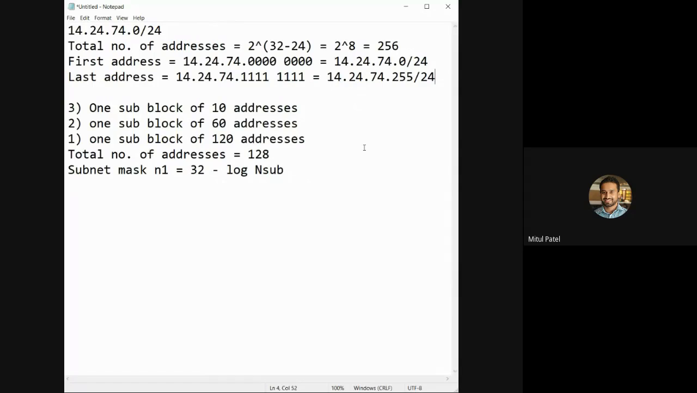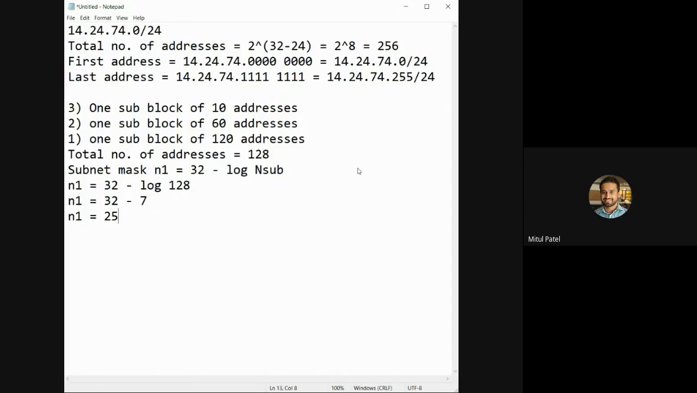Now we need to consider the subnet mask of this particular subblock, that is of 128 addresses. So the subnet mask n1 is equal to 32 minus log 128. So n1 is equal to 32 minus log 2 raised to 7 base 2, and the answer is 7. So the subnet mask for this first block is 25.